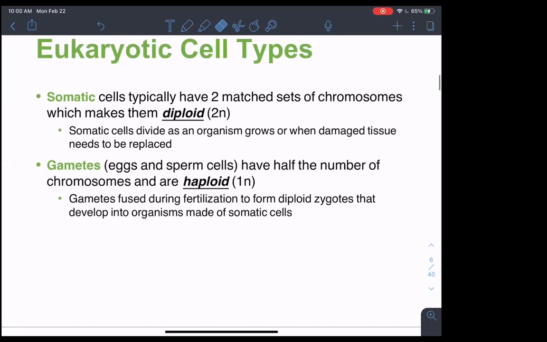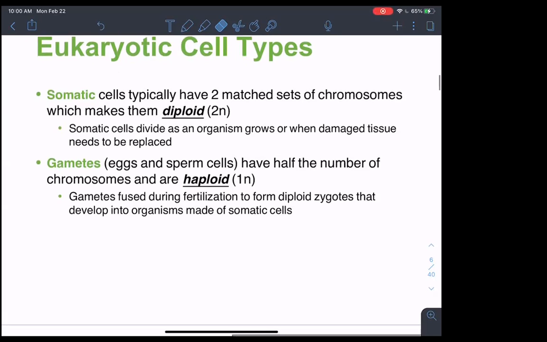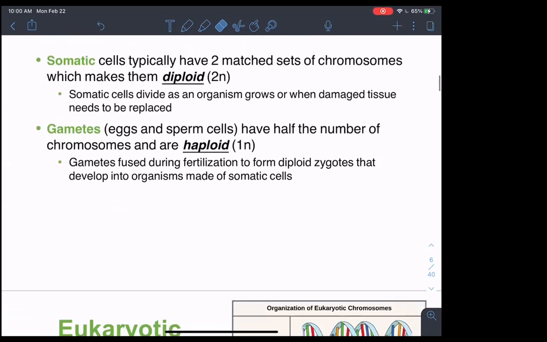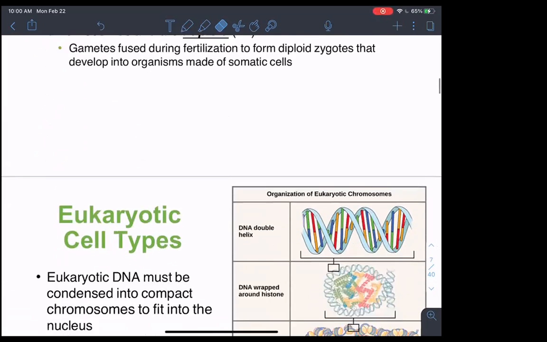And then you also have what are called gametes, and these are the sex cells like eggs and sperm, and they're going to have half the number of chromosomes, so they're considered haploid. This is important for reproduction because gametes fuse during fertilization to form diploid zygotes that then develop into organisms that are made of somatic cells. So that's why they only have one, so that they fuse together to form a diploid zygote.